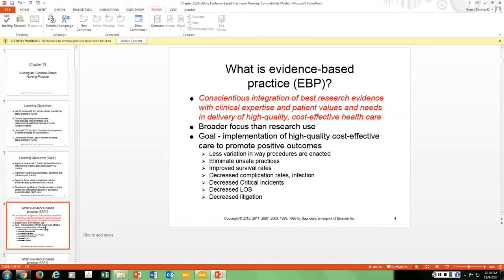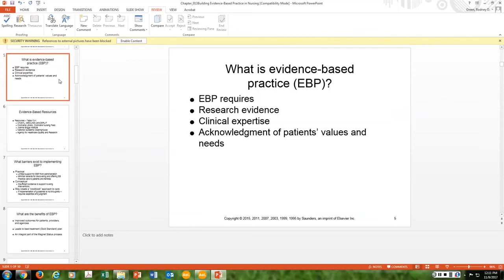The focus of evidence-based practice is broader than pure research. The goal is to implement high-quality, cost-effective care to promote positive outcomes. And those outcomes are measured by the following. If we have high-quality, cost-effective care, we will have less variation in the way procedures are enacted, eliminate unsafe practices, improve survival rates, and decrease complication rates, particularly infections, critical incidents, length of stay, and litigation. It requires research evidence, clinical expertise, and acknowledgement of the patient's values and needs.